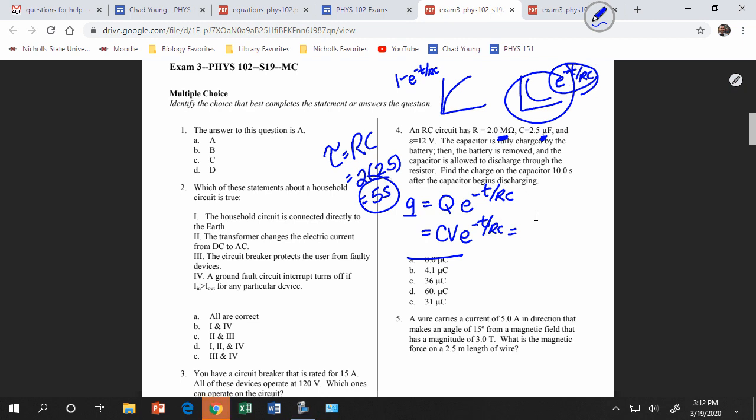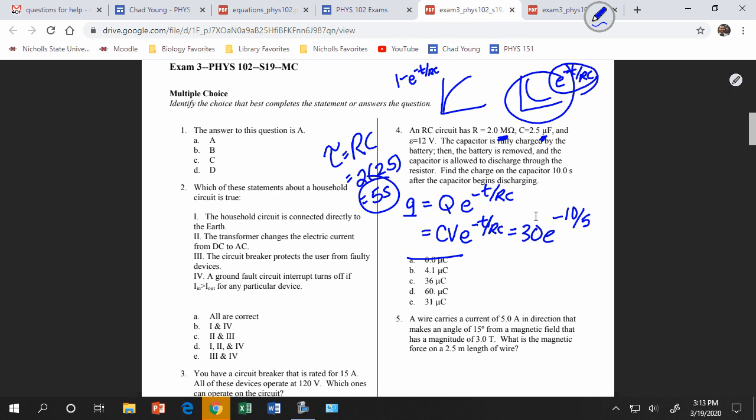So C is 2.5 times 12, 24 plus 6. That's 30, right? 30, 2.5 times 12, 24 plus 6, yeah, 30 times e to the minus t minus 10 divided by 5.